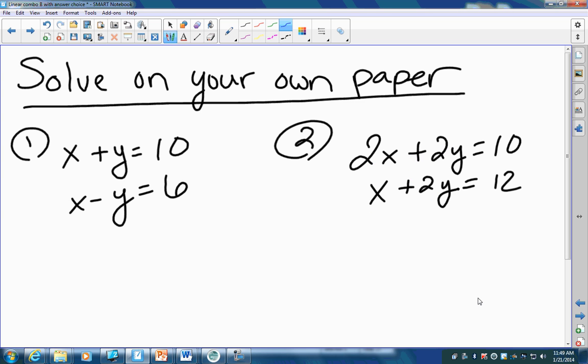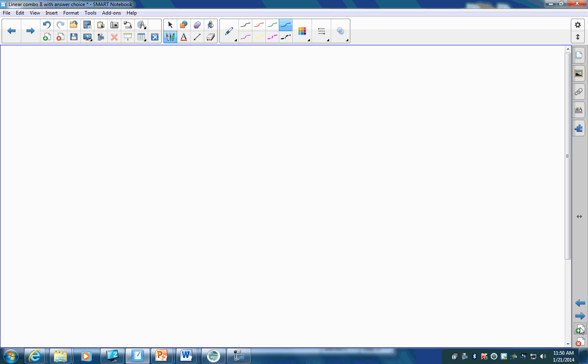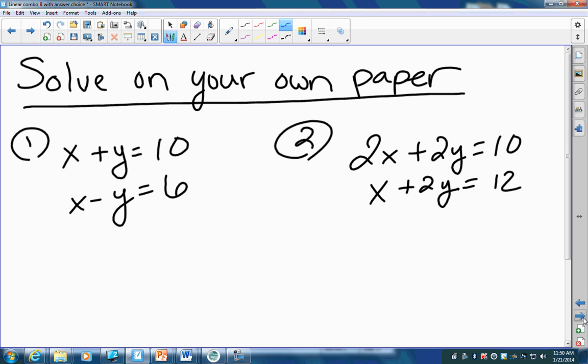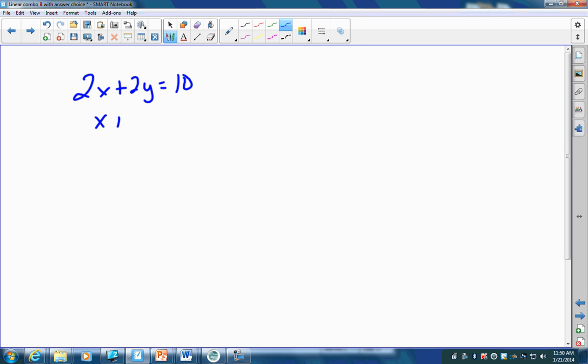On the next one, let's see, it said 2x plus 2y equals 10, and x plus 2y equals 12. Well, if we go with the same philosophy, the first thing I asked you to do is try and add these together and see if anything cancels out. 2x and 1x is 3x plus 4y equals 22. No, nothing goes away if you just put them together, so I can't do that.